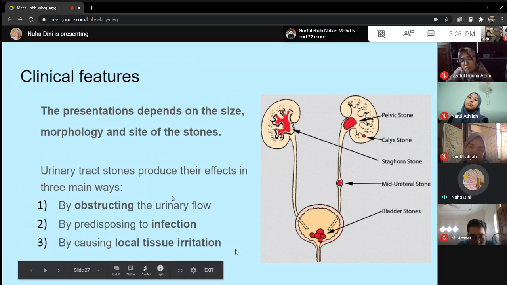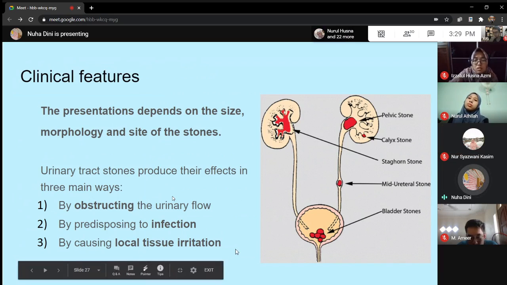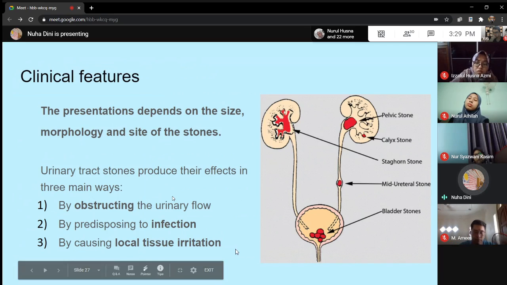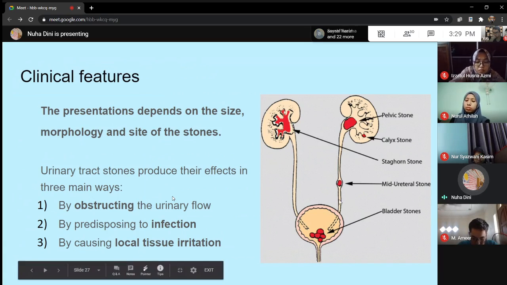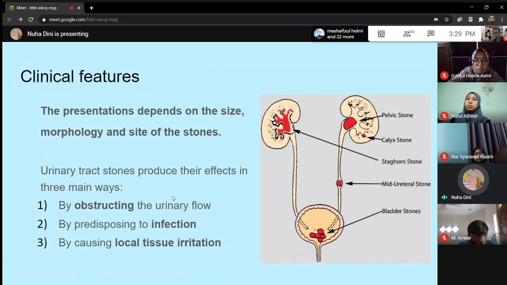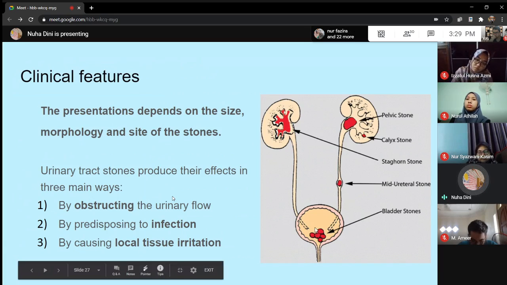By causing local tissue irritation, if the inflammation or irritation is simple, the patient will present with hematuria. If there is chronic inflammation, the patient will develop stricture. And if the chronic irritation occurs in the bladder, it will lead to squamous metaplasia and eventually squamous carcinoma.